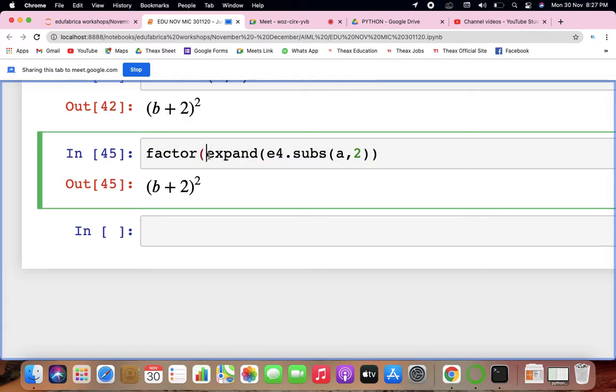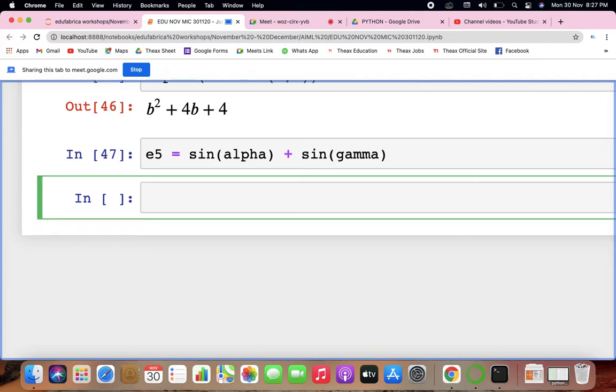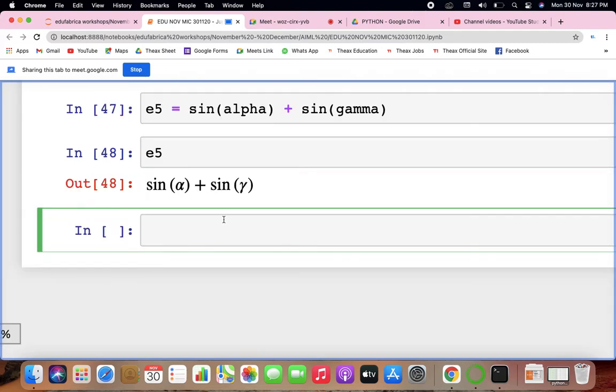Just a minute, let me go back. Okay, so this was a substitute function, right? How you can substitute the things, okay? Now, if you go with the ABC, you need to define one by one. If you go with a different expression, like trigonometric expressions, sine theta plus cos theta, sine theta multiplied by sine theta, sorry. If I say sine alpha plus sine gamma, that would be a very easy expression to write down, right?